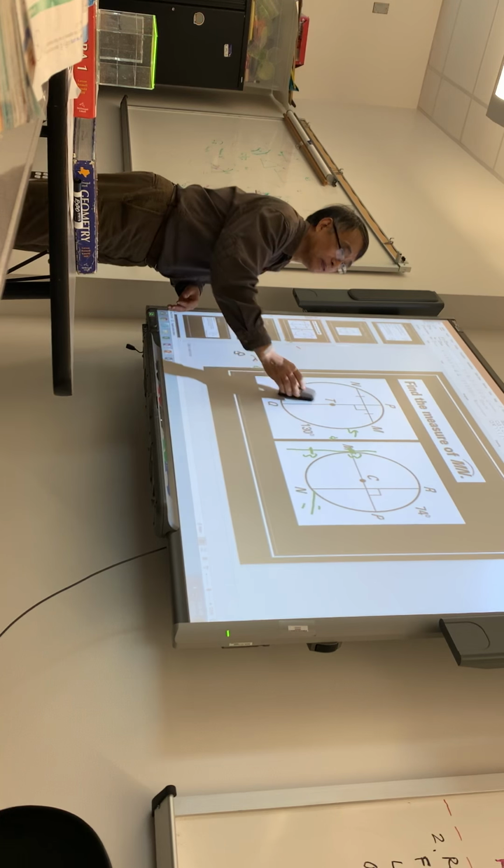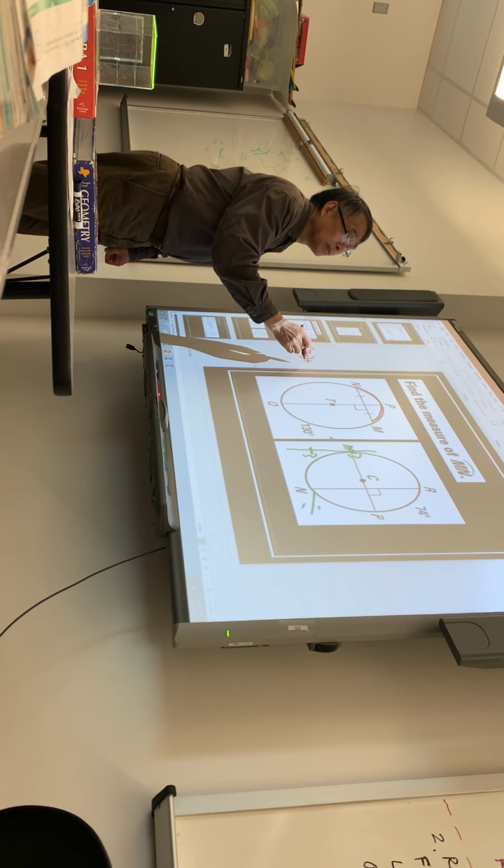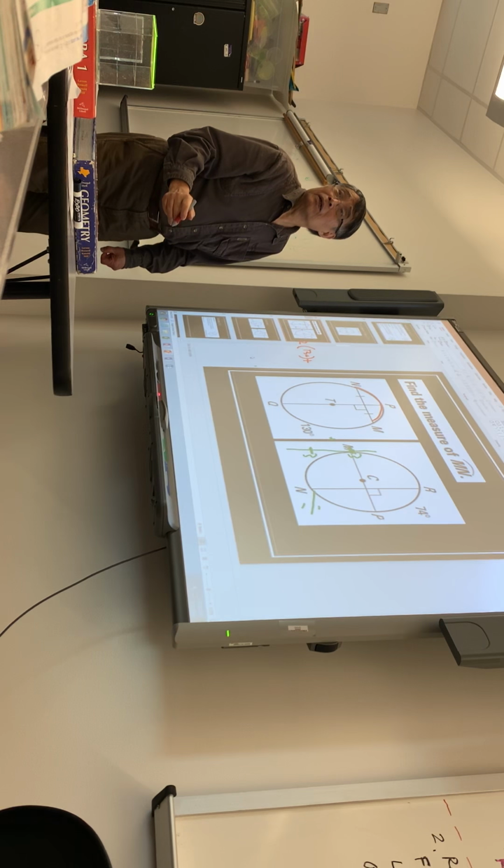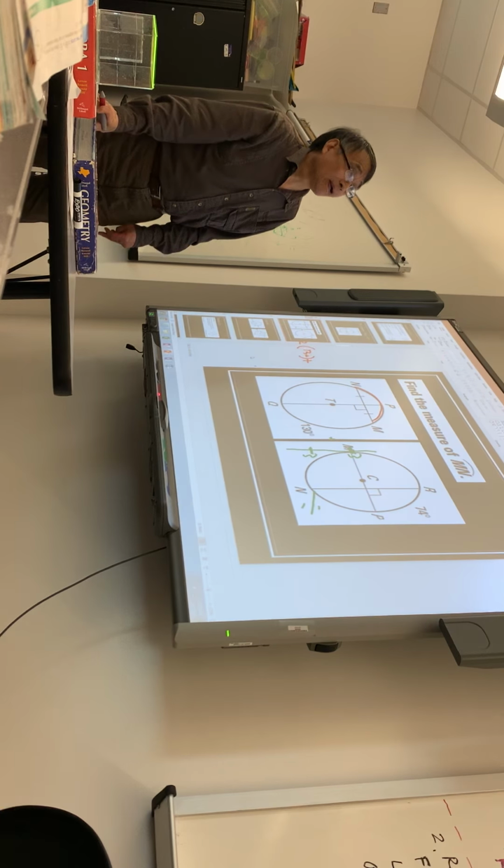Plus half of arc MN equals 360. Plus MN. So 360 minus 2 times 130.